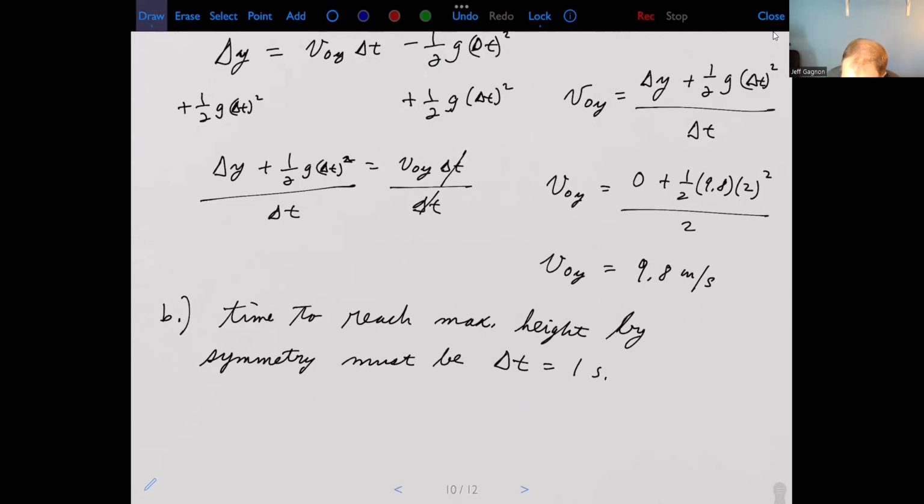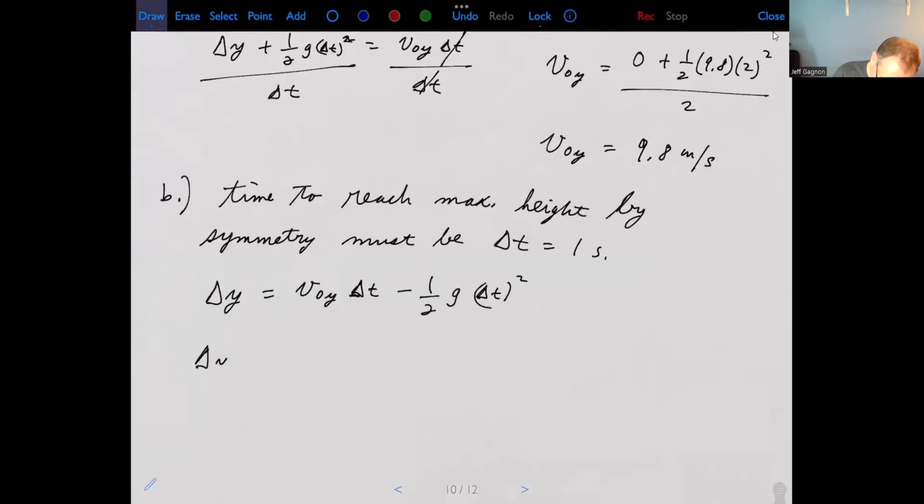So now that we know the initial velocity and the time to reach max height, we could just use this equation, right? We could say delta y is equal to v naught y, which we know now, times delta t, which is 1 second now to reach the max height, minus 1/2 g delta t squared. So if I plug into that equation, I'm going to get 9.8 times 1 minus 1/2 times 9.8 times 1 squared. And that turns out to be 4.9 meters. So that would be the maximum height that it reaches.